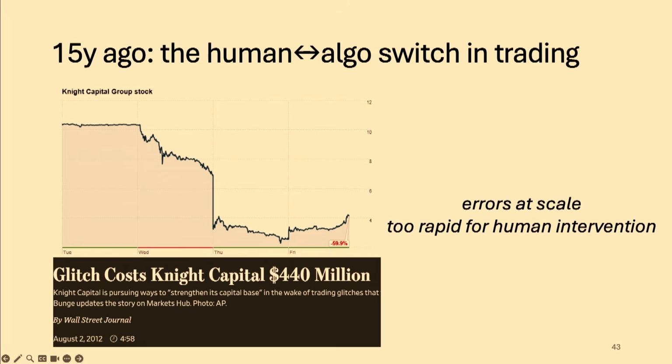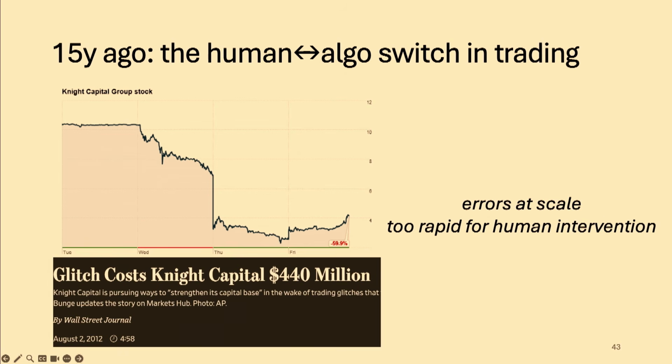And then you also get correlated errors at scale. In this case, this wasn't even an attack. This was a bug in an update from, I think, Knight Capital, where they suddenly lost a couple hundred million dollars because some behavior that they changed in their trading algorithm got pushed out at scale and started making wrong decisions much, much faster than any human could possibly intervene.